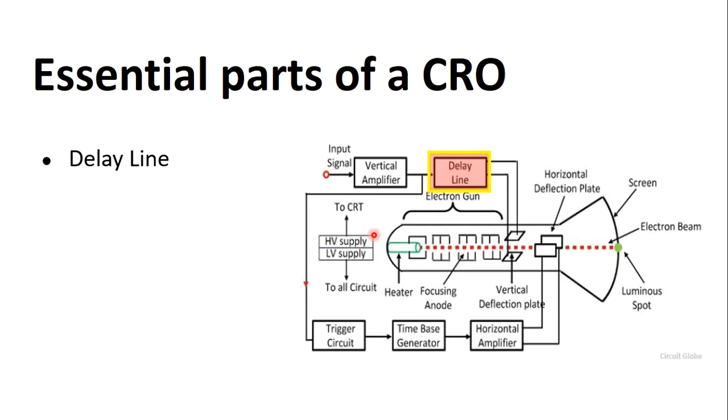Next, we shall have a delay line. We know that the input signal is applied to the vertical as well as the horizontal deflection plates. But before reaching the horizontal plate, the signal passes through different blocks, which causes distortion in the screen. Therefore, the delay line provides some amount of delay to the signal obtained at the output of the vertical amplifier. This delayed signal is then applied to the vertical deflection plates of the CRT.